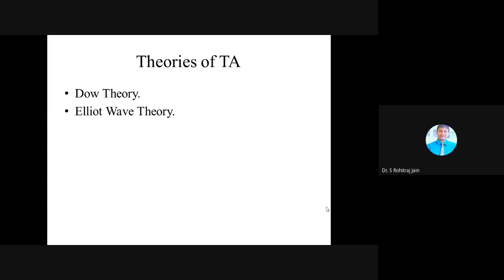Sometimes a secondary reaction almost wholly retraces the primary trend, where the reaction is more than 50%. Then last but not the least is minor movements. Movements in prices daily that form only intra-daily are called minor movements. That is for a day. Primary movements means it will be for a year or more than that. Secondary reactions means it will be almost for a few months, and minor movements will be in terms of daily.